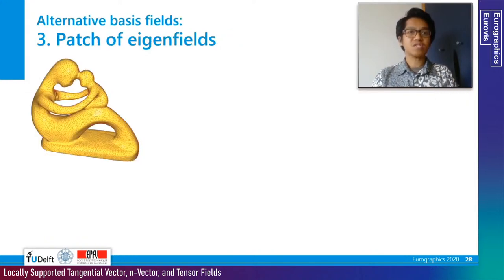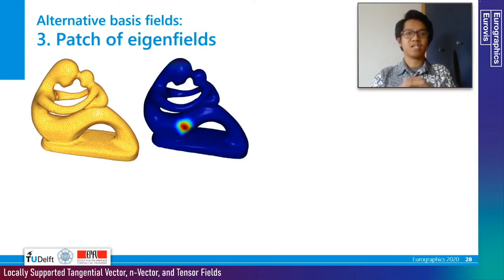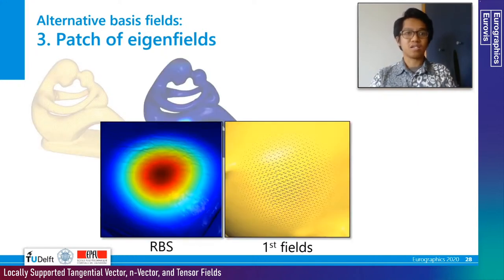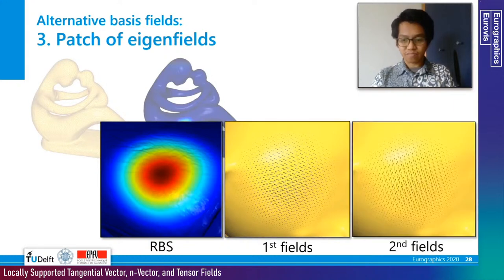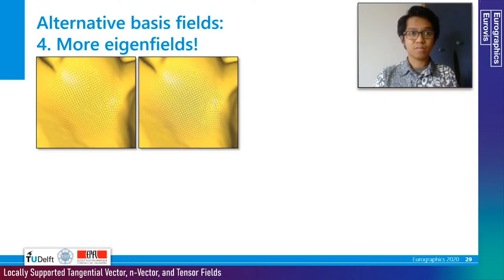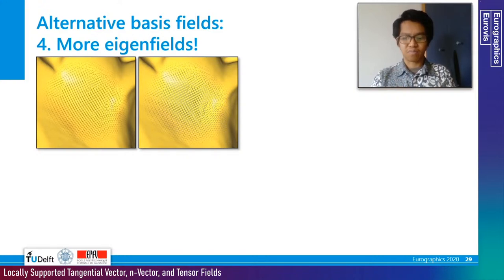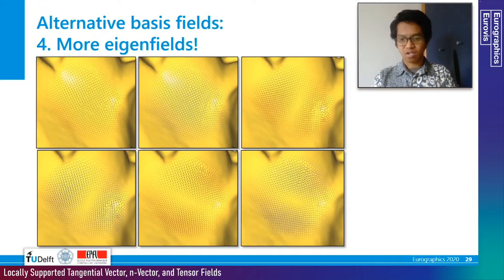The third option is to compute the smoothest global eigenfields of the model, and then scale the magnitude by the radial basis functions on each of the sample faces. We use the result as the basis for our locally supported fields. One other possible choice of basis is to take not only two but more eigenfields per selected region. So instead of two, we could take 3, 6, or even 10.